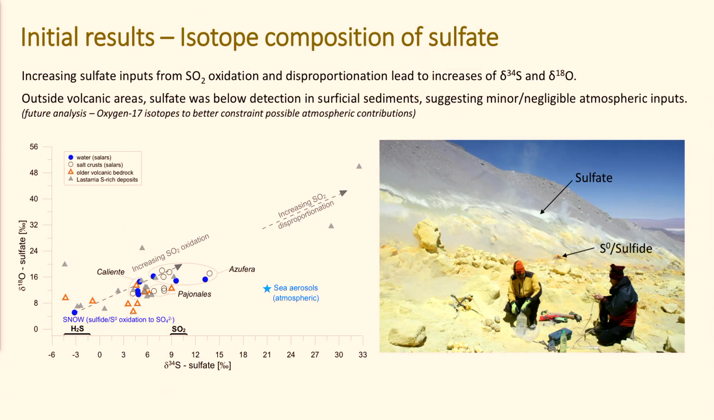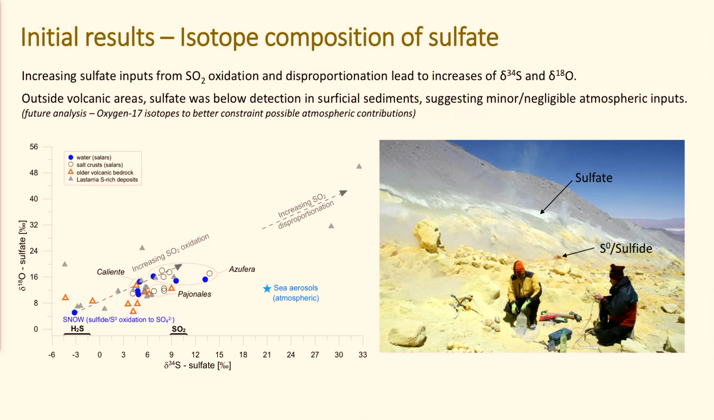Here is another comparison of delta 34S value and delta 18O value. You can see that our samples, again, are between those end members: reduced sulfur end members on oxidation, and sulfide that comes from that SO2 oxidation.